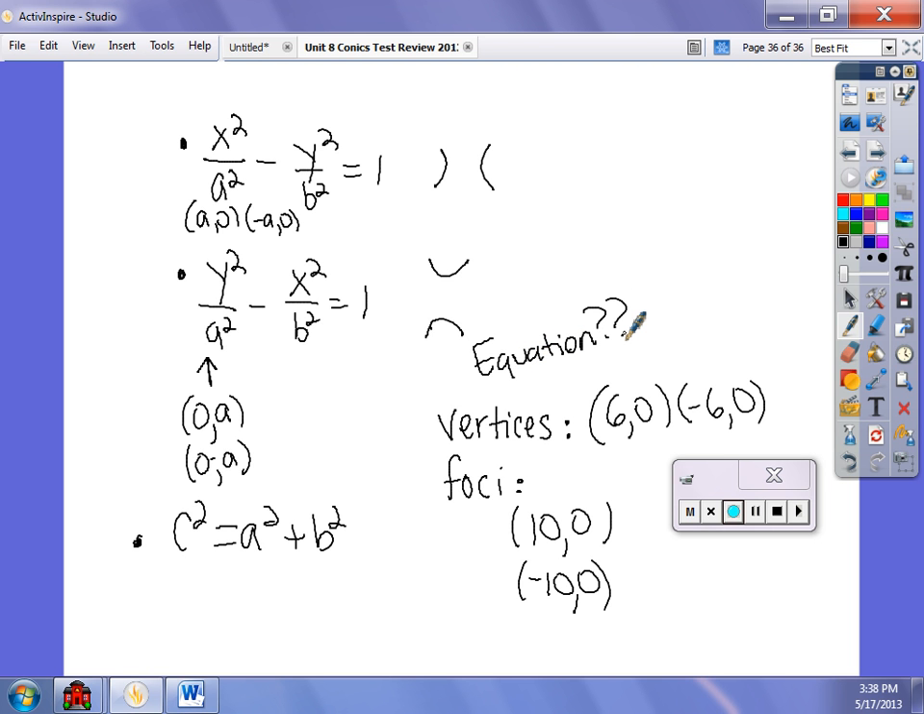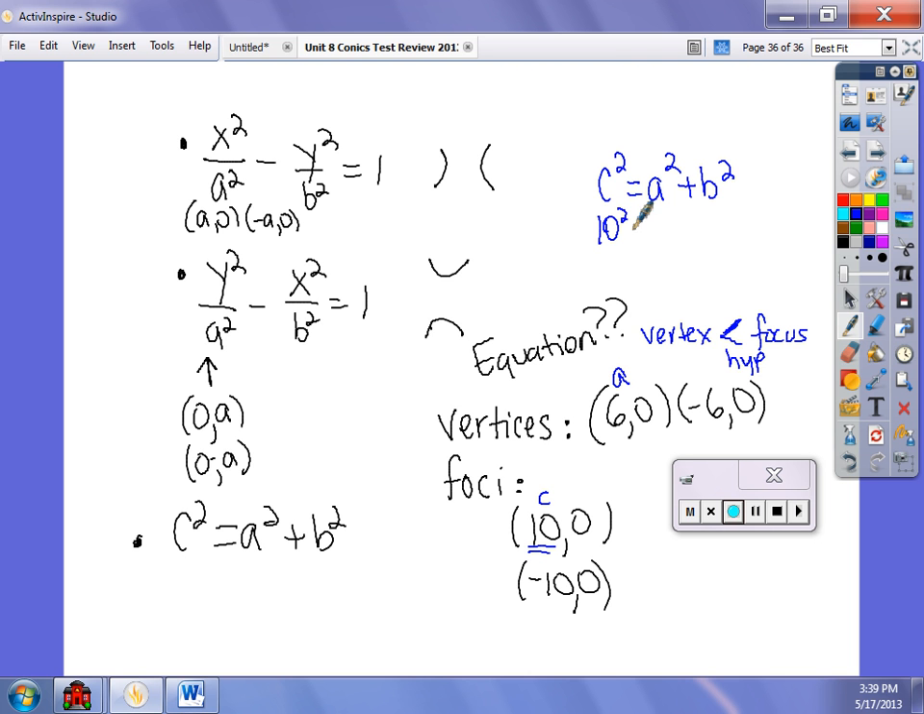So to get the equation, all you're going to do is do the Pythagorean theorem. C squared equals a squared plus b squared. Remember, vertex is always A. On the little mini quiz, the exit card, you guys were getting these mixed up. Okay, the vertex is always smaller than the focus with hyperbolas. Okay, so my focus is going to be bigger.